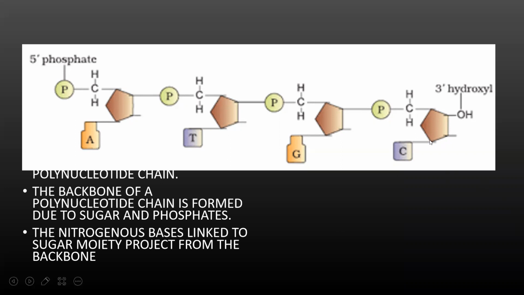On the 1st carbon, what is attached is the base. Then this will be your 2nd carbon. This is the 3rd carbon, 3OH. This is the 4th carbon. And this is your 5th carbon. On the 5th carbon, phosphate is attached. On the 3rd carbon, there is a free hydroxyl end. On the 1st carbon, adenine, or cytosine in this case, is attached. This is all about the structure of DNA.